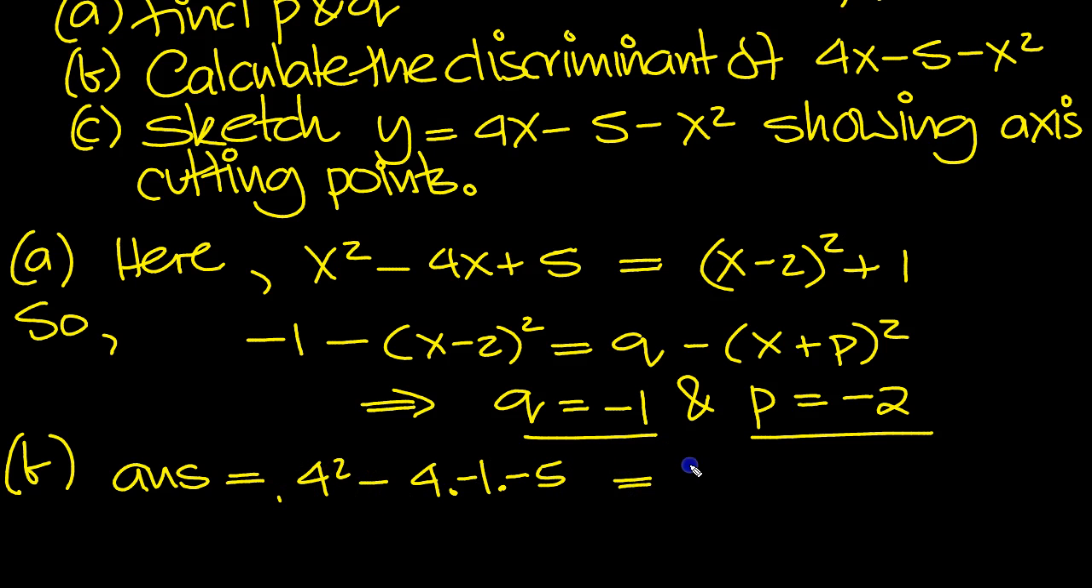So what do we get? 16, 3 minuses make a minus, and 4 5s are 20. So the discriminant is minus 4. So there are no roots then to this quadratic equation.